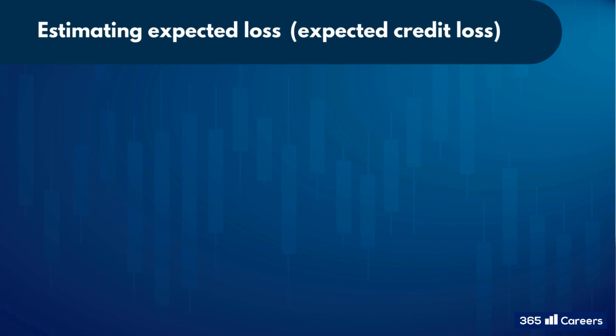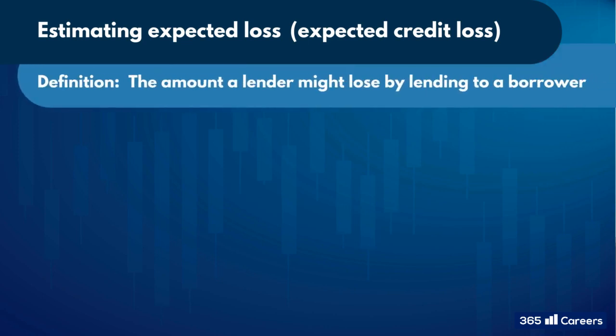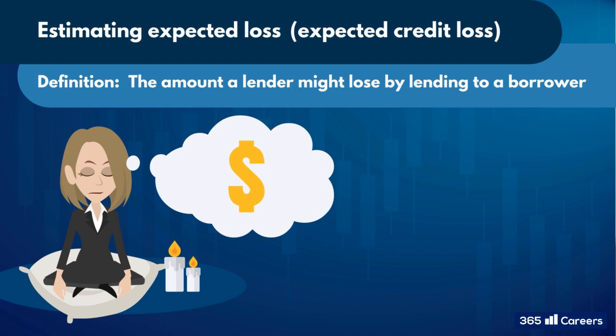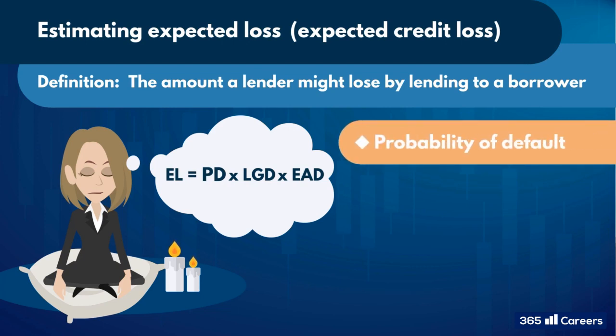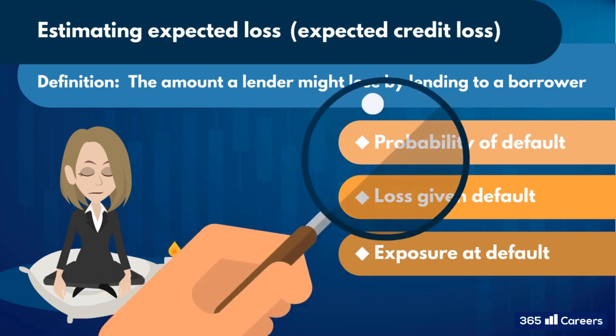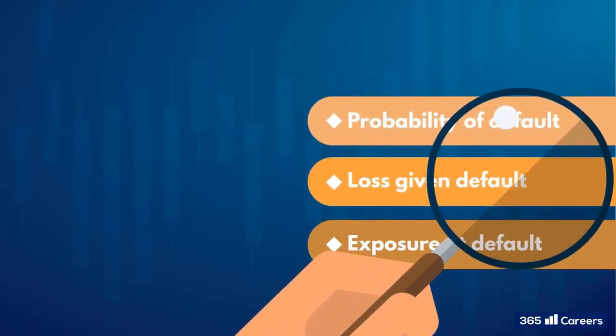On exposure level, expected loss is the amount a lender might lose by lending to a borrower. There may be many different approaches to estimate and forecast that amount, but the established credit risk modeling framework defines expected loss as the product of three components: probability of default, loss given default, and exposure at default. Lenders build different statistical models to estimate each of these components and then multiply them to obtain the expected loss for a given exposure level. Let's take a closer look at the three components.